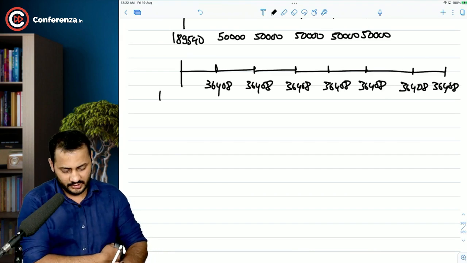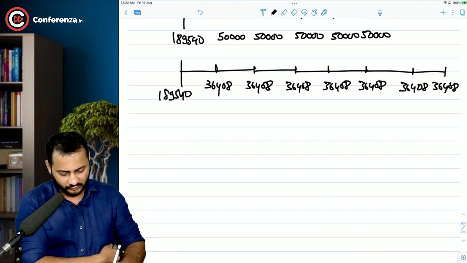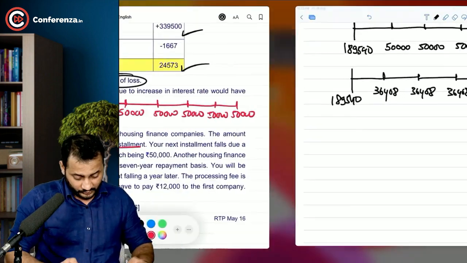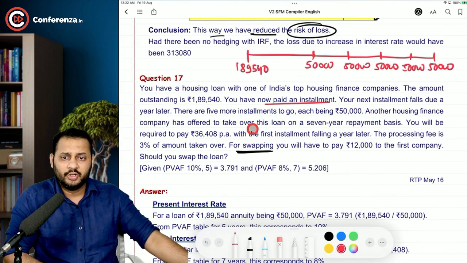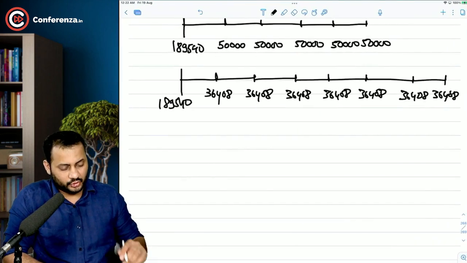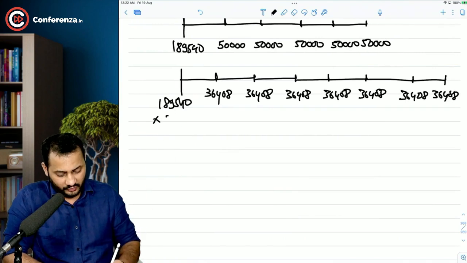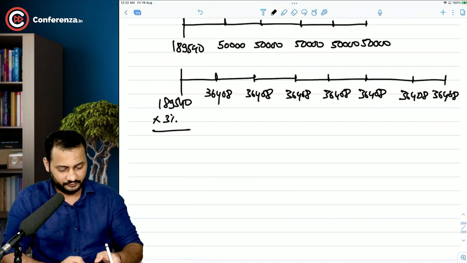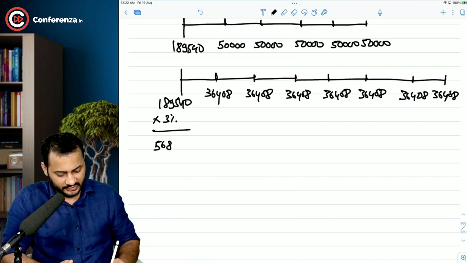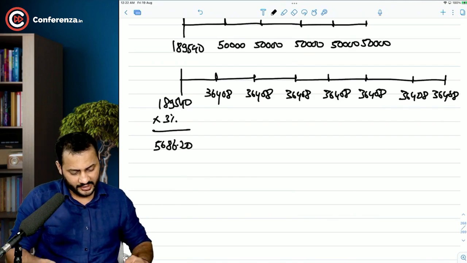So as good as 189,540. Okay, what else is given in this question? You will be required to pay with the first installment falling a year later at the same time. The processing fee is 3% of the amount taken over. So apart from that, you will be required to pay 3% extra today itself. That's the cost to you. That's around 5686.20. And what else?